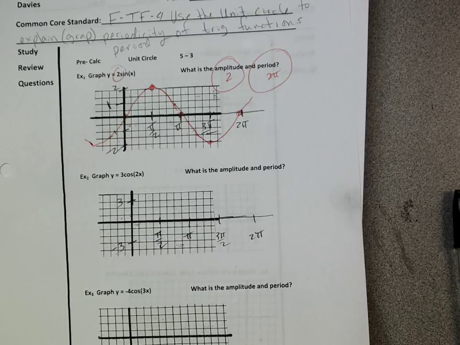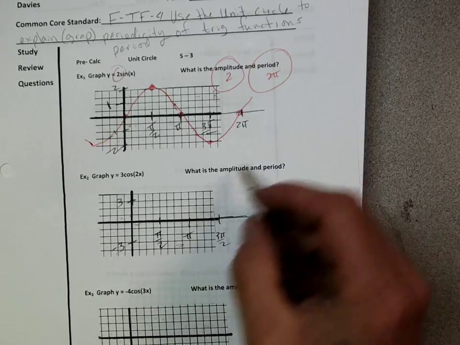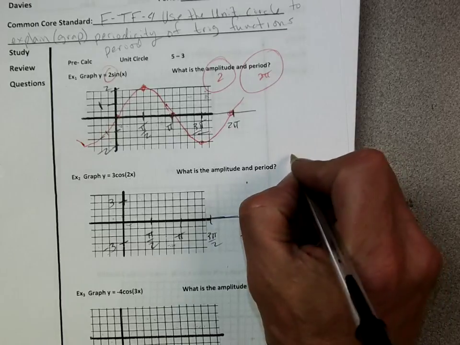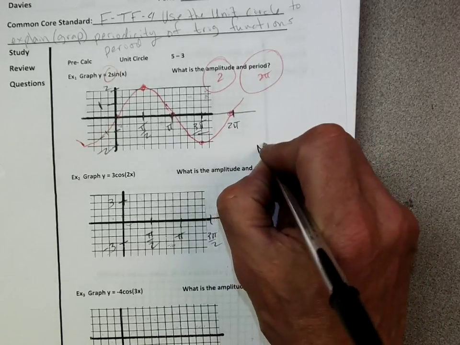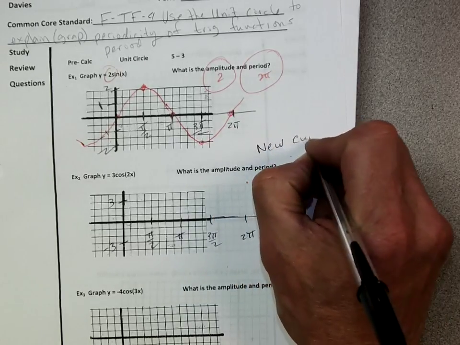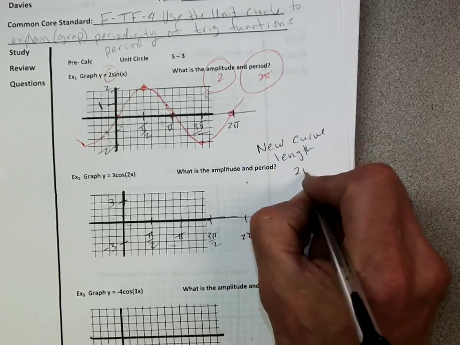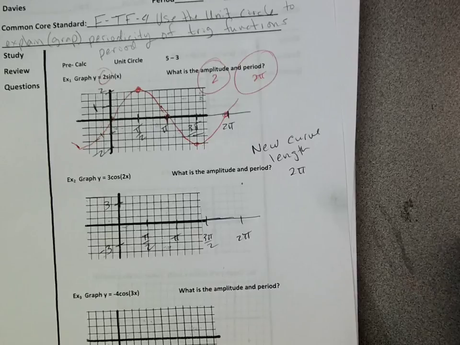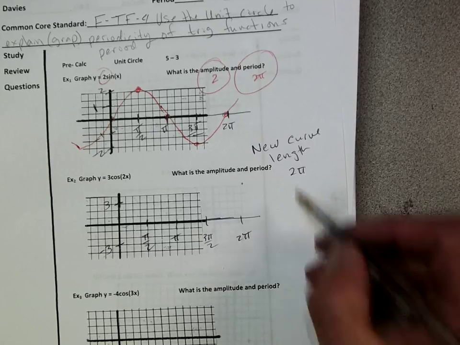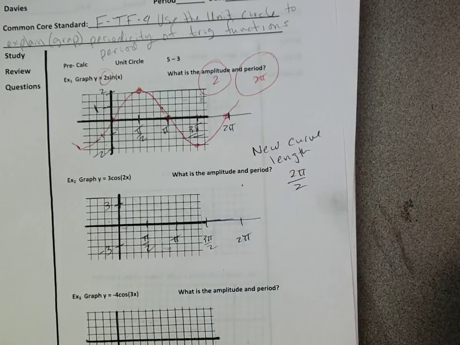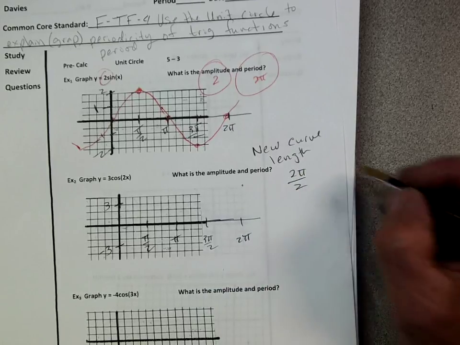What's the new period? So the new curve length for this one is to take 2 pi, because that's the standard 2 pi, and cut it in half. So we put half on one side and half on the other. If I cut it in half, it tells me how wide each curve is, which is pi.